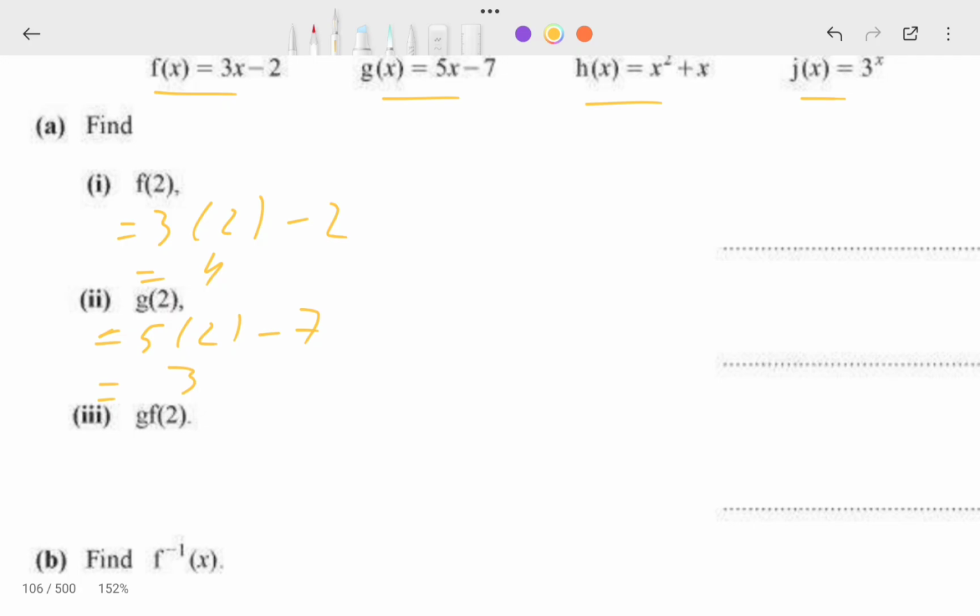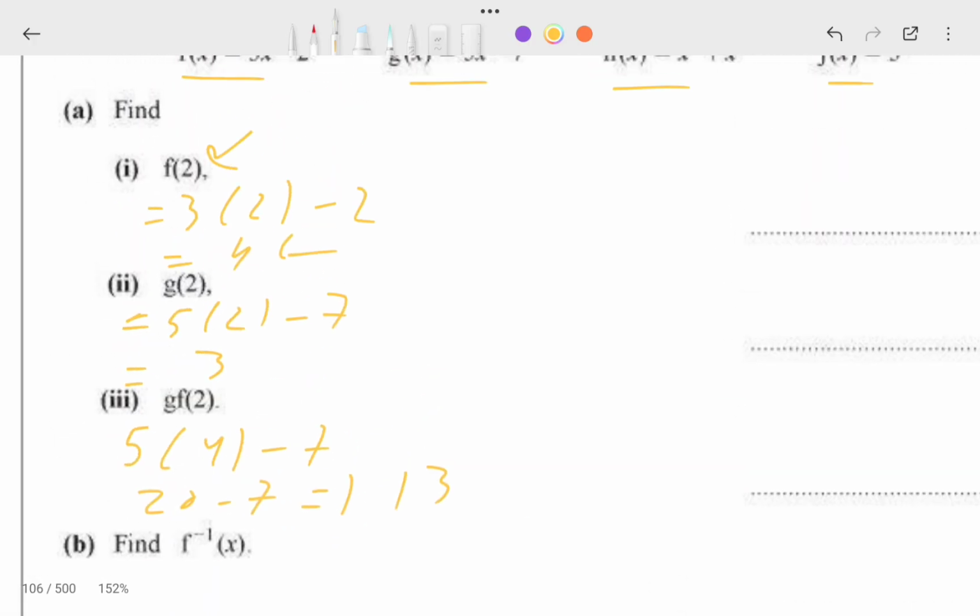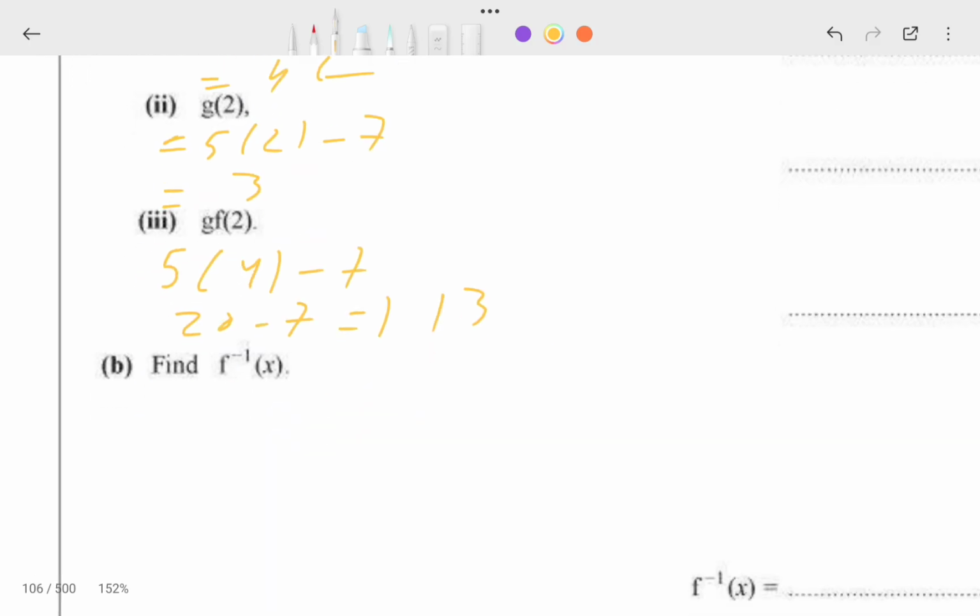Then in x we will put 4, because f(2) is equal to 4. So 4 minus 7, which is 20. 20 minus 7 is equal to 30. Okay, now we need to find f inverse of x.